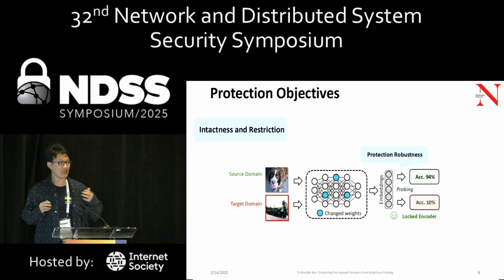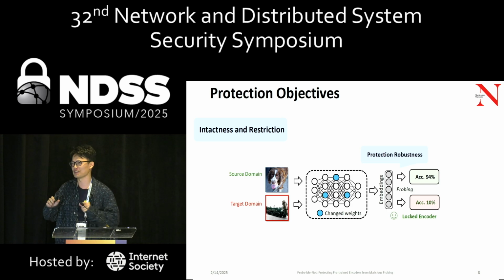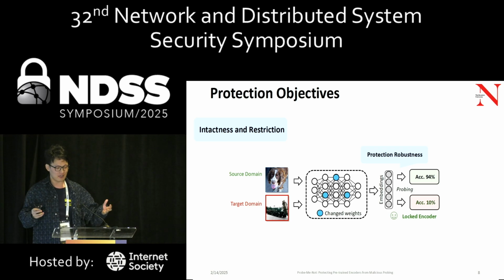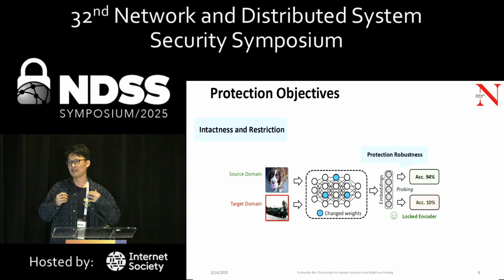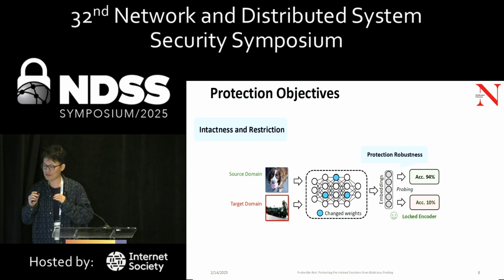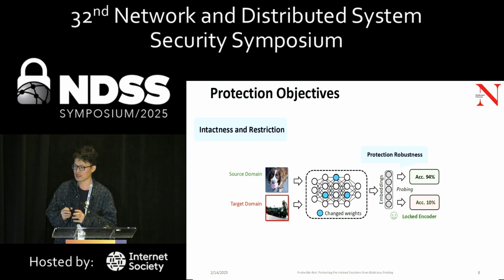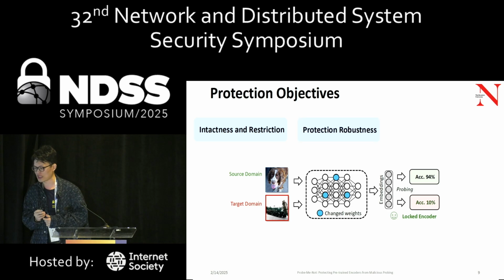And as I just mentioned, because this framework is very flexible, users can adjust their downstream head however they want. They can have different amounts of training data and different model architectures. So how can we ensure that this protection is robust? This is a very important question, and I list it as our second objective.